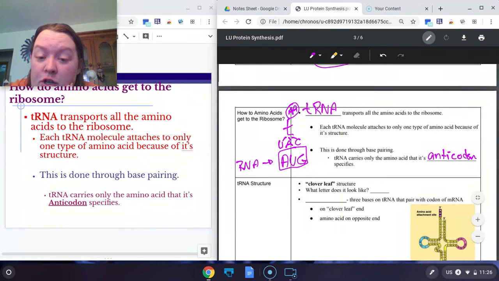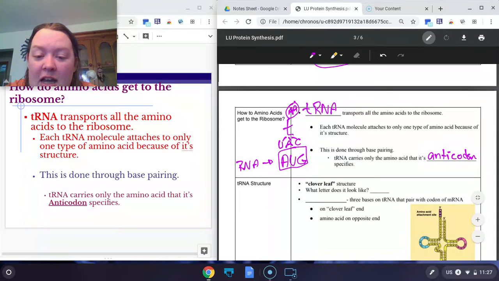So when they match up, so A goes with U, C goes with G. When they match, it's going to be like, oh, you belong here. This amino acid will be dropped off, and that is how they know where to put each amino acid. If there's not a match, it's just going to pop out, and they just keep randomly circulating until it finds the perfect match. When it finds the perfect match, the amino acid will be dropped off.